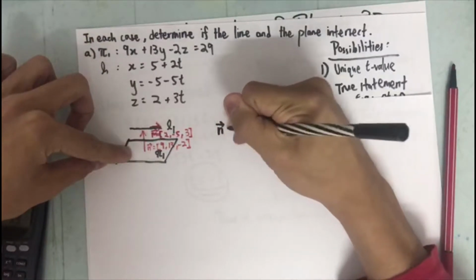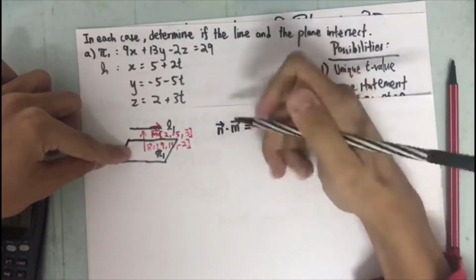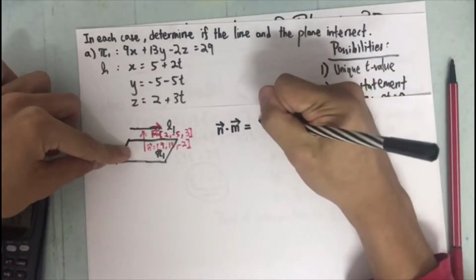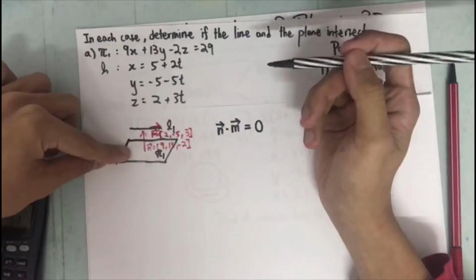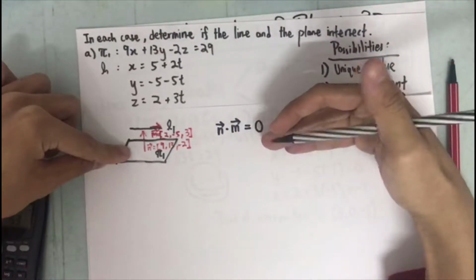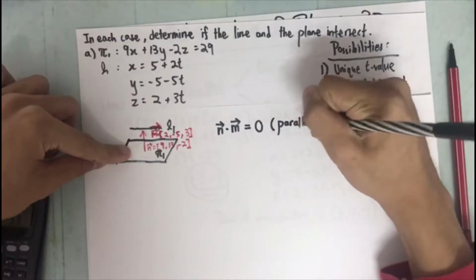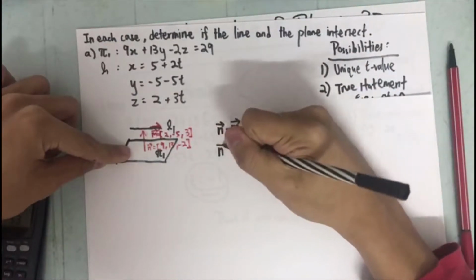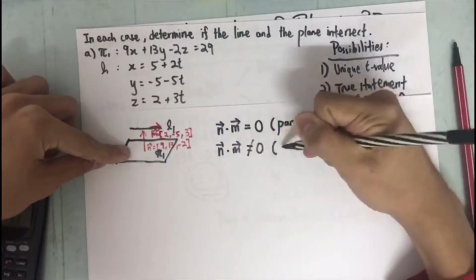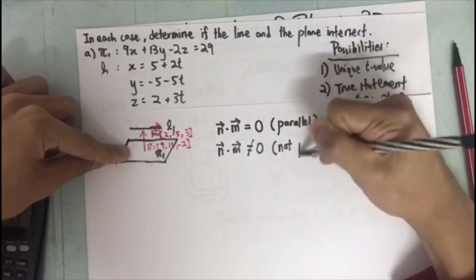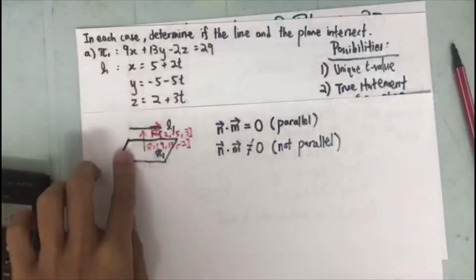With the dot product, you will have two possibilities of answer. First possibility, normal vector dot direction vector, you'll have 0. If 0, it means they are perpendicular, they are orthogonal to each other, therefore this case tells you that the plane and the line are parallel. And if the dot product of n and m is not 0, it tells you that the line and the plane are not parallel, because the normal vector and the direction vector are not perpendicular, they are not orthogonal.